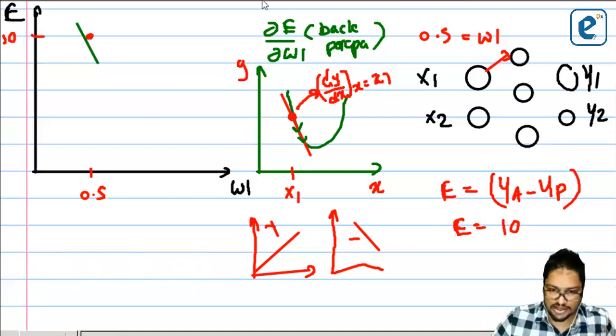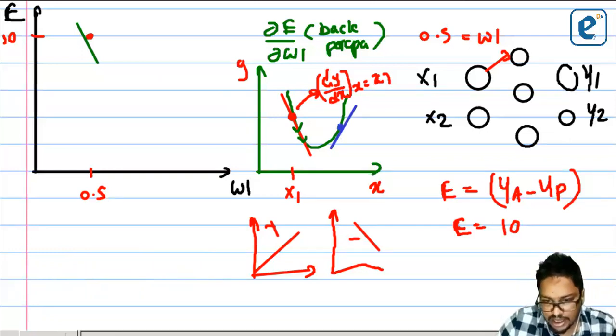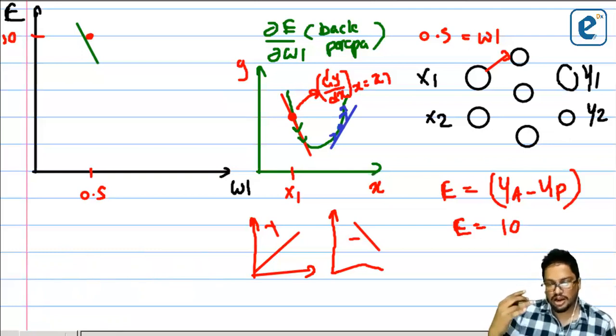When the gradient is said to be positive, that means your graph is going up. Understood? This is a simple thing.